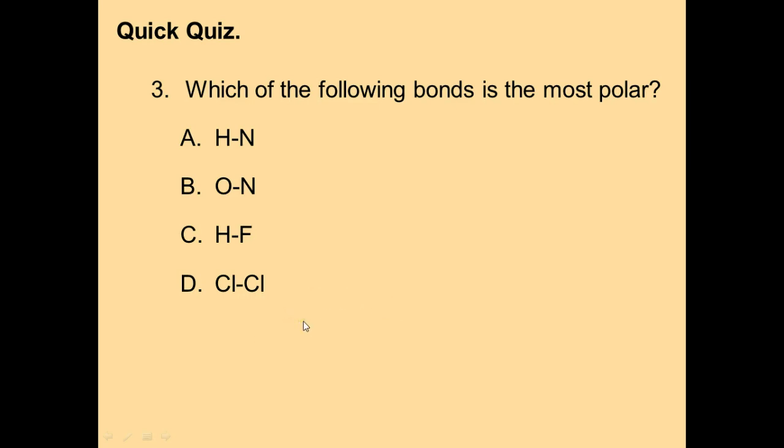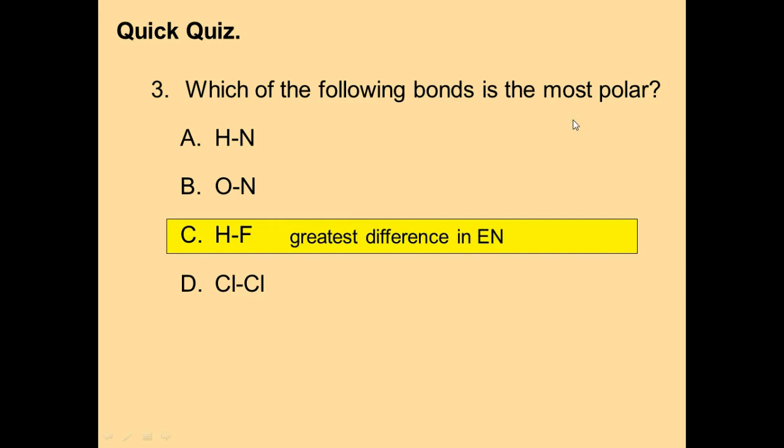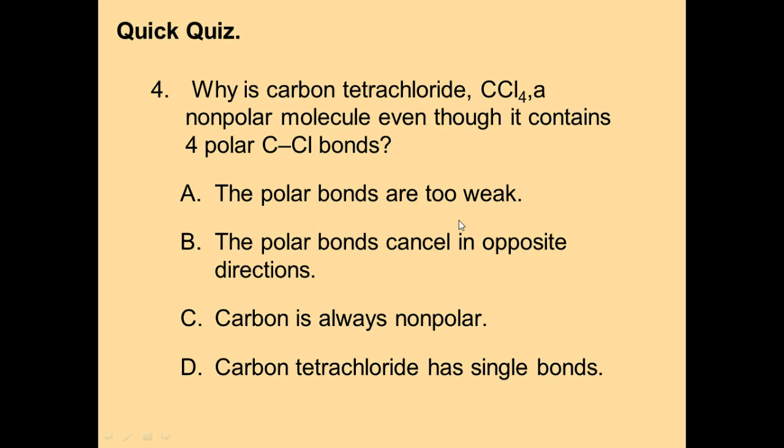And so immediately you can tell just by seeing chlorine, so two of the same element pulling with the same force, that it's definitely nonpolar. So it can't be the most polar. And so the answer is HF. And you have to know the electronegativity, and you just pretty much subtract the differences, and the greatest difference is the most polar. And so here we have another question.